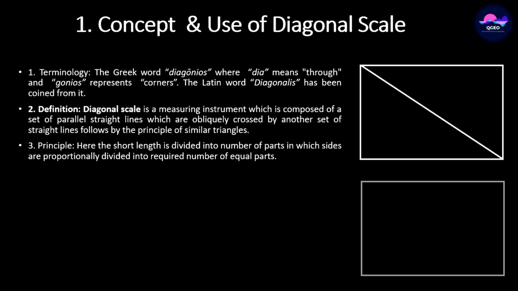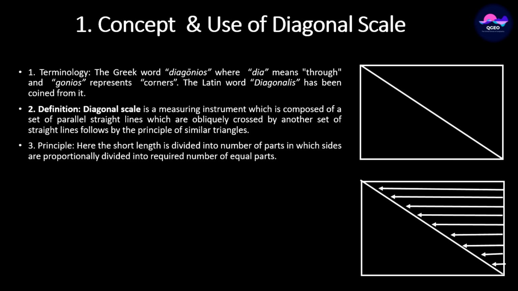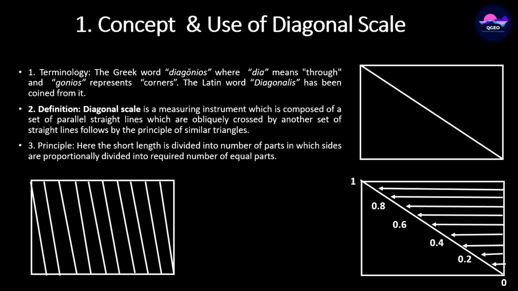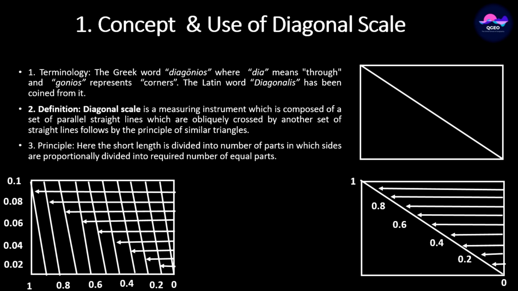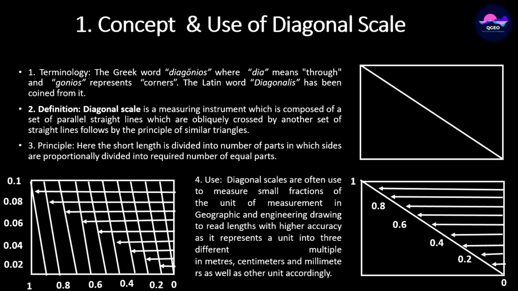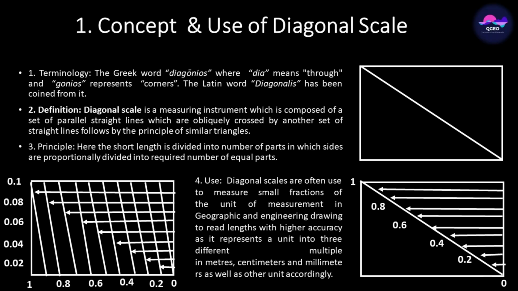Definition of diagonal scale. A diagonal scale is a measuring instrument which is composed of a set of parallel straight lines which are obliquely crossed by another set of straight lines, following the principle of similar triangles.